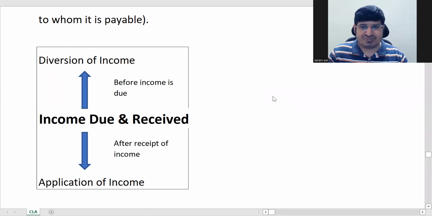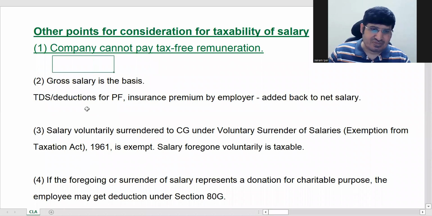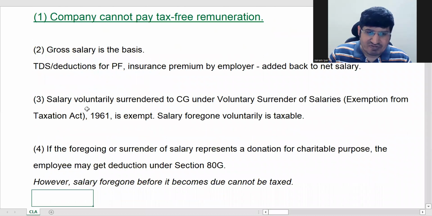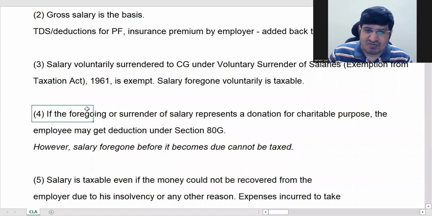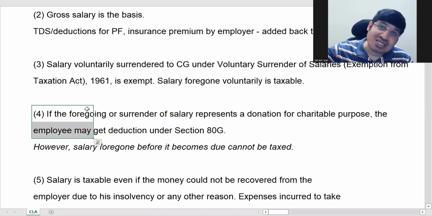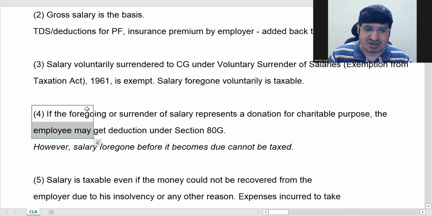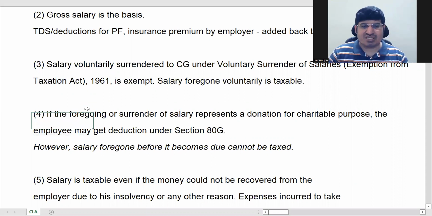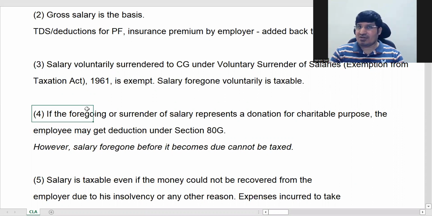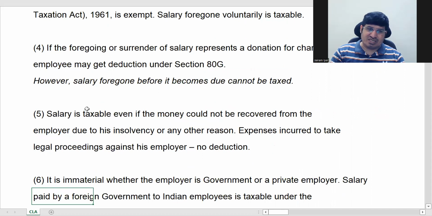So now next is, gross salary is the basis. This all we have seen, right? So here, if you are foregoing your salary for any donation or something, you can get a deduction later on. But it will not be an exemption. It will be included in your salary. Exemption is something where it is not included in your salary at all. It doesn't form part of your salary. Deduction is something which forms part of your salary, and then you get a deduction later on. ठीक है, ये दोनों है.